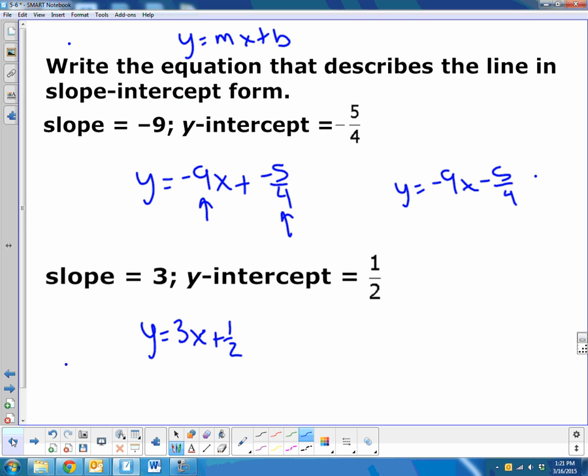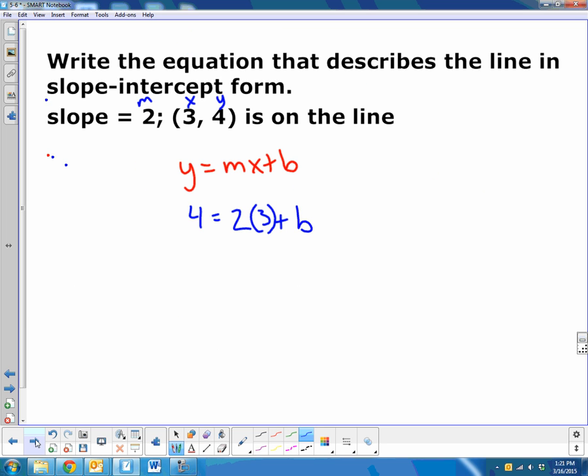In these two problems, they gave us m and they gave us b. They gave us everything we needed. In these problems, they gave us x, y, and m. They did not give us b. So we got to figure out what b is.